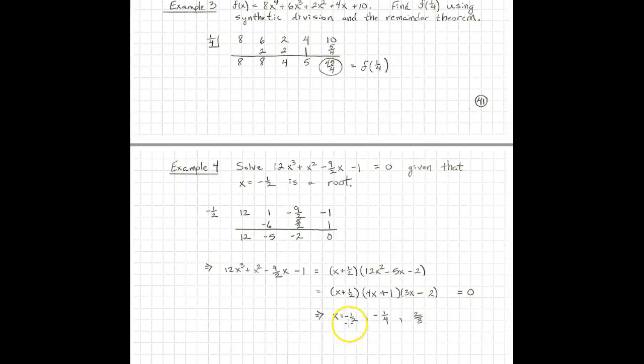Minus 1/2 I knew to start with. 4x plus 1 equals 0 gives me x equals minus 1/4. 3x minus 2 equals 0 gives me x equals 2/3.